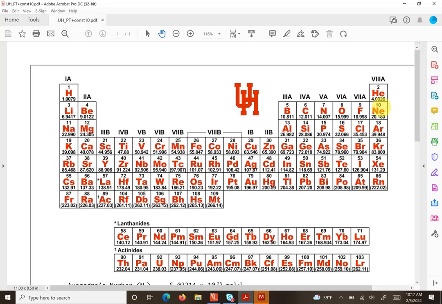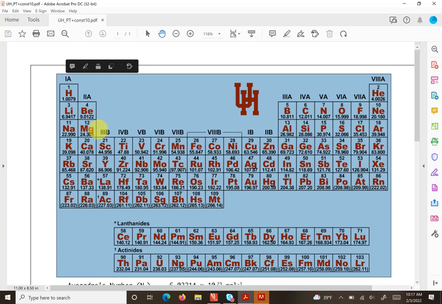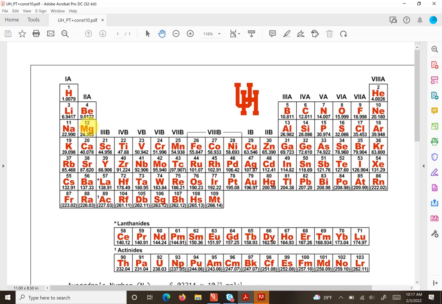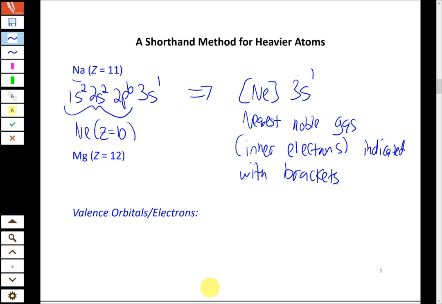So again, we're going to write neon in brackets, and then we're just going to fill in the electrons that come after that. So after those inner electrons represented by the neon configuration, we come down here, 3s1, 3s2, so we stop there at Mg, magnesium, which is the element that we're considering. So again, the inner electrons can be represented as neon, that's the nearest noble gas, and then after neon, to get to magnesium, we put 2 electrons into the 3s subshell.